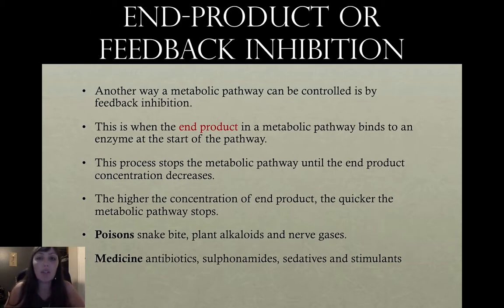Okay, so the end product or feedback inhibition. Another way a metabolic pathway can be controlled is by feedback inhibition. So this is when the end product in a metabolic pathway binds to an enzyme at the start. This process stops the metabolic pathway until the end product concentration decreases. Okay, the higher the concentration of the end product, the quicker the metabolic pathway stops. So if you think about poisons, like snake bite or plant alkaloids and nerve gases, they do this. And medicines like antibiotics, sedatives, stimulants, etc., work the same way.